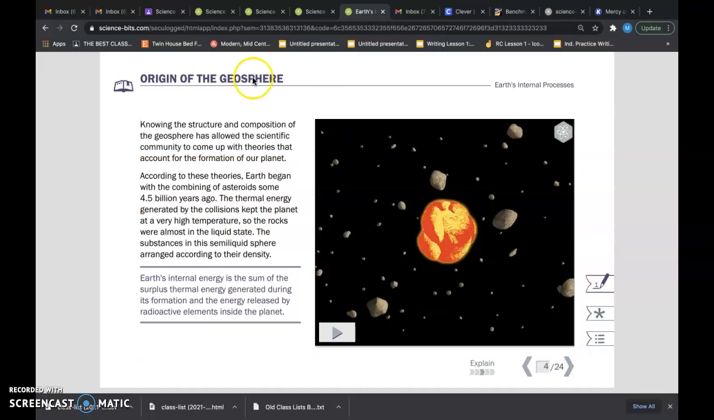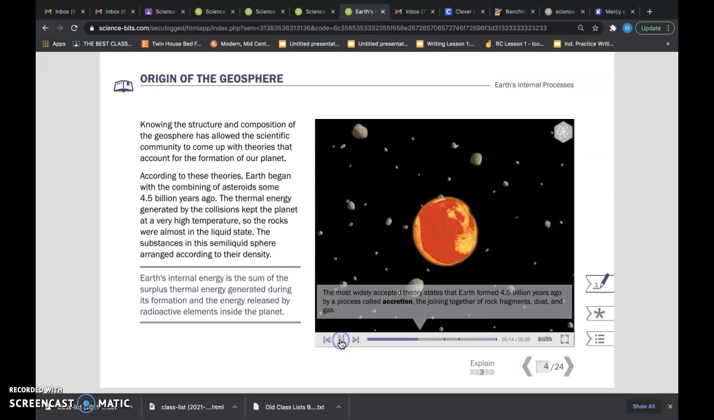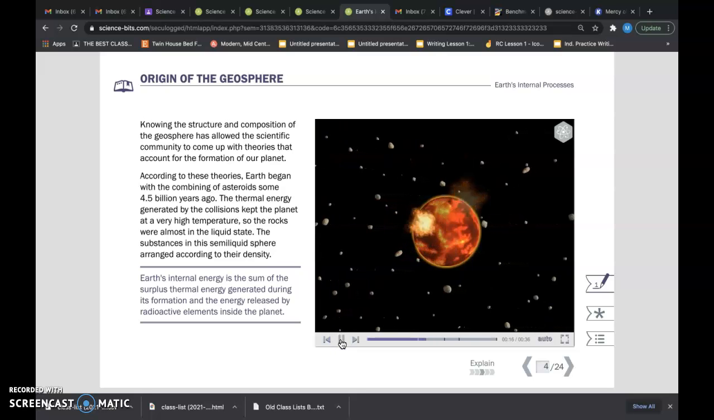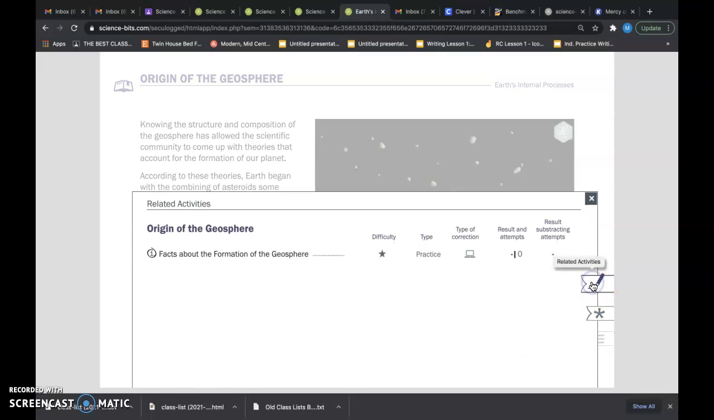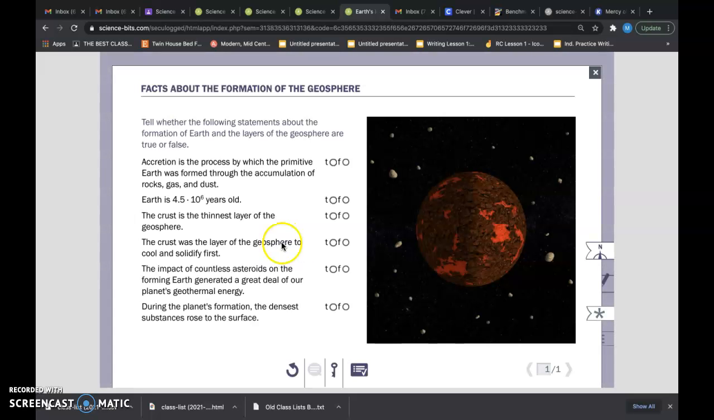Okay. Slide 4, you have more information and then a simulation to watch. And it stops as you go through the simulation and you can take notes. And then there's an activity based on the information in that simulation and on that slide. So make sure you're taking your time to do your best here.